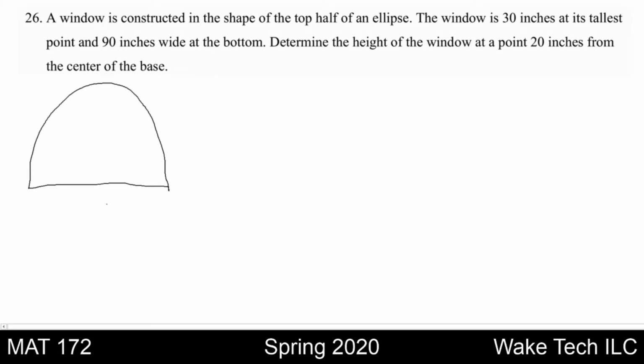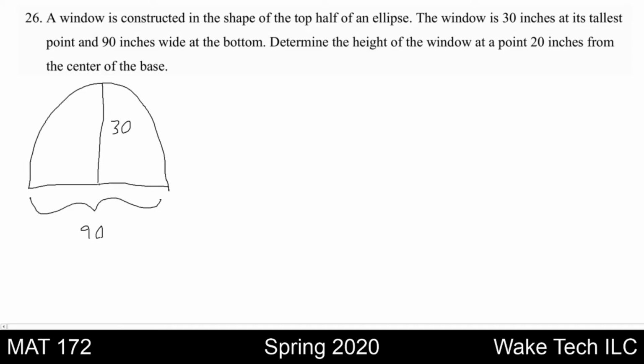Now we know some dimensions of this figure. We know that the base here is 90 inches, and we know the height is 30 inches. Given these dimensions, the window is 30 inches at its tallest point and 90 inches wide at the bottom. They're asking us to determine the height of the window at a point 20 inches from the center of the base.